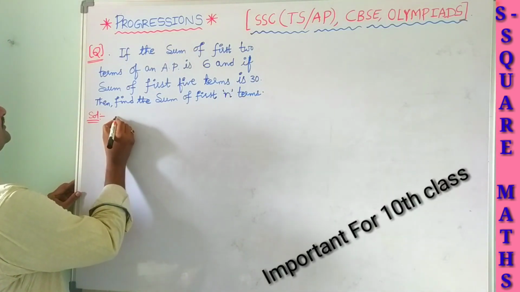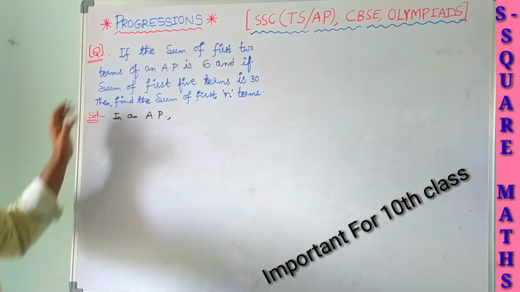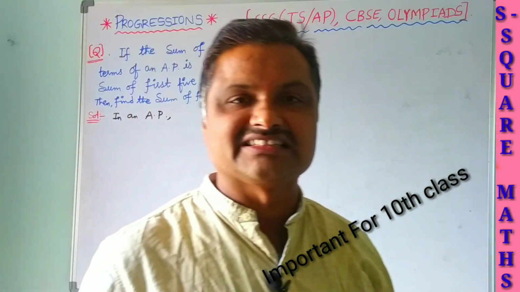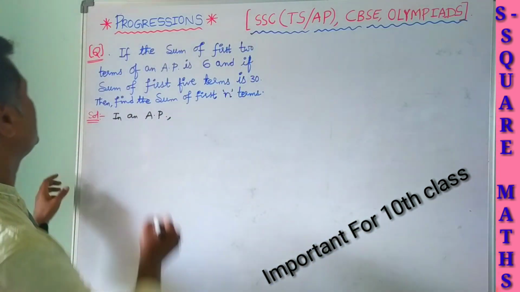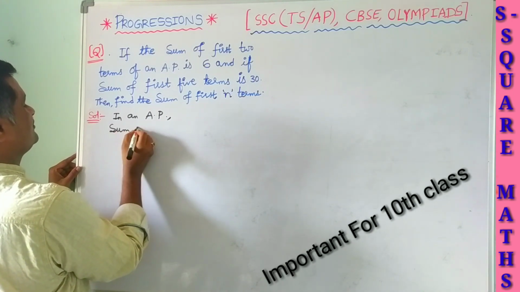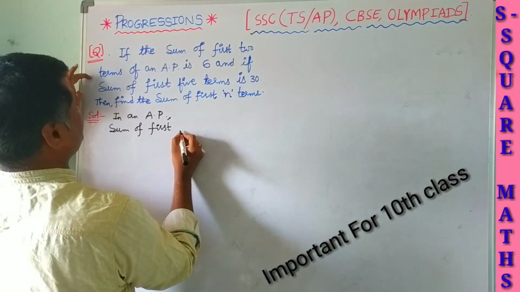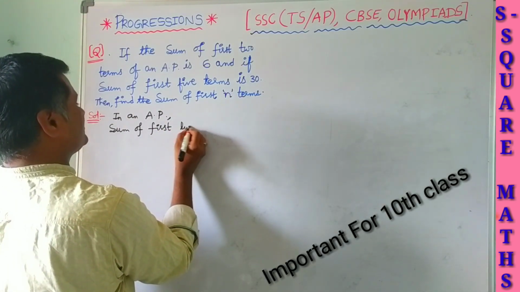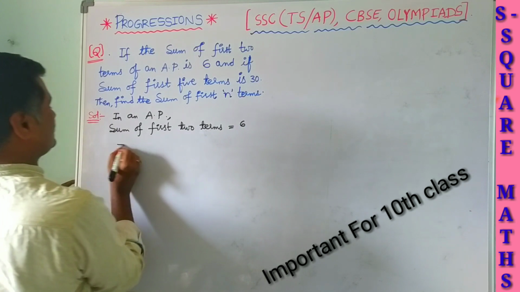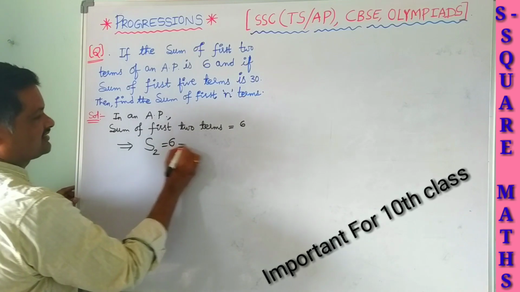So in an AP, nothing but arithmetic progression, they said sum of first two terms, not the general term or particular term or nth term, sum of. So if the sum of first two terms of an AP is given as 6, this implies, since it is sum, S2 is equal to 6, equation 1.